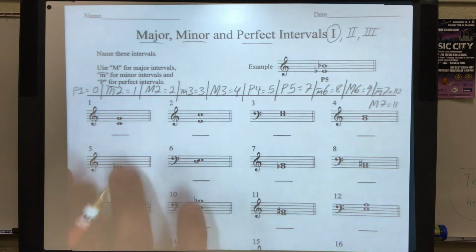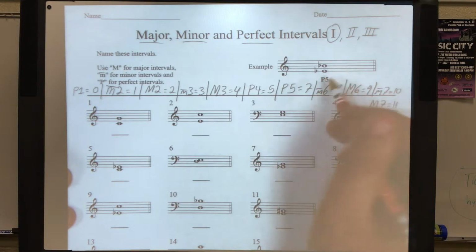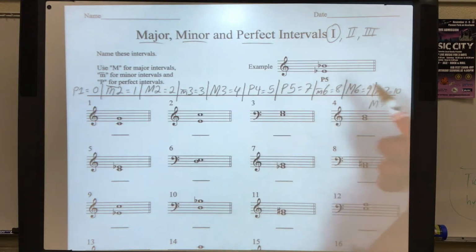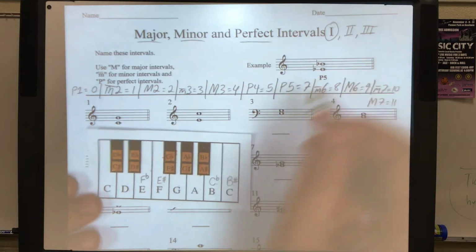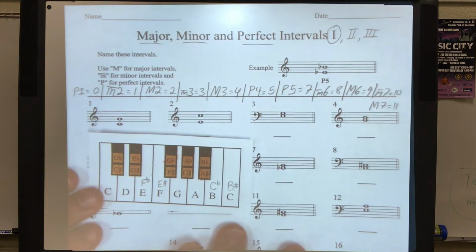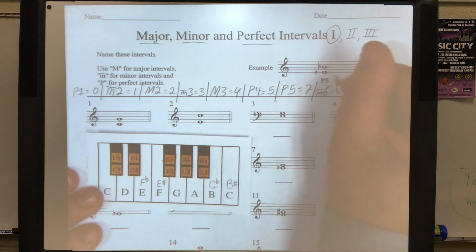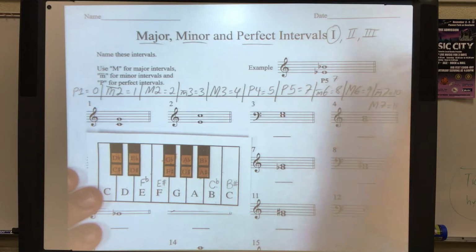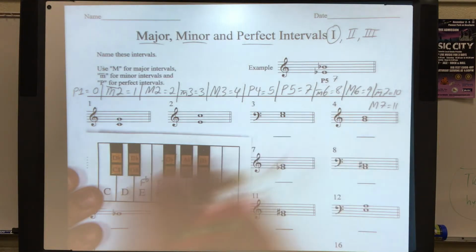Okay, let's go ahead and start on these intervals. Let's start with the example up here, perfect fifth. Just to remember how we count these, we're going to find our E flat, which is right here. That'll be 0, 1, 2, 3, 4, 5, 6, 7, counting up to B flat, 7 half steps. So we can see that perfect fifth has 7 half steps.